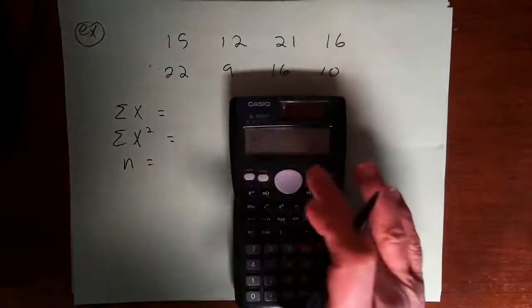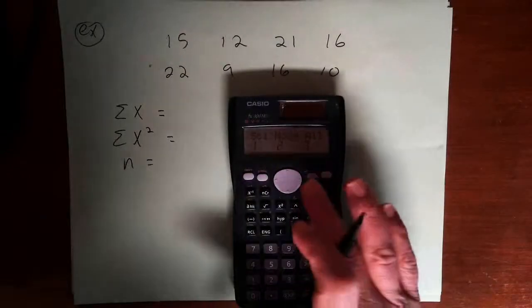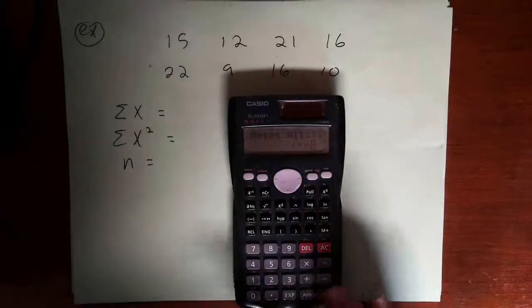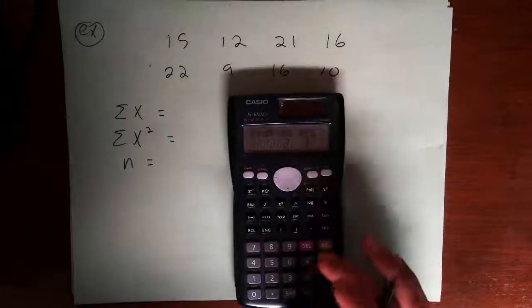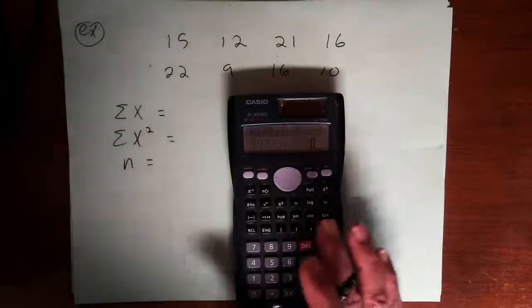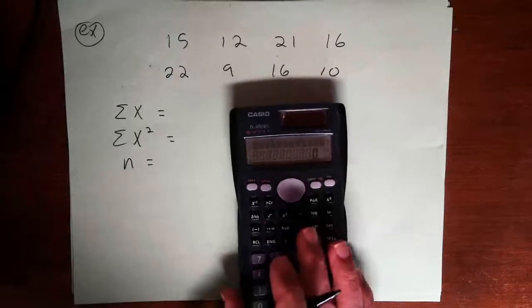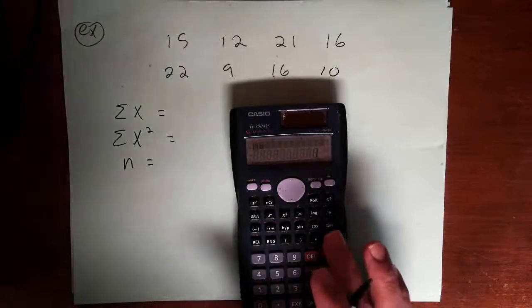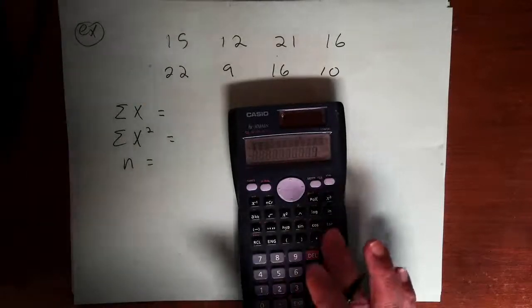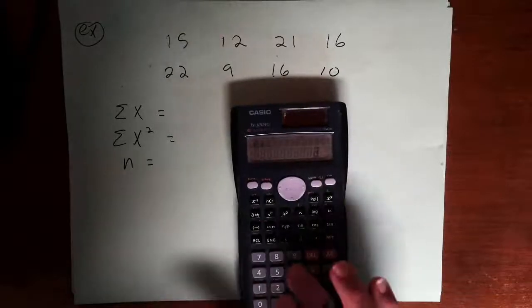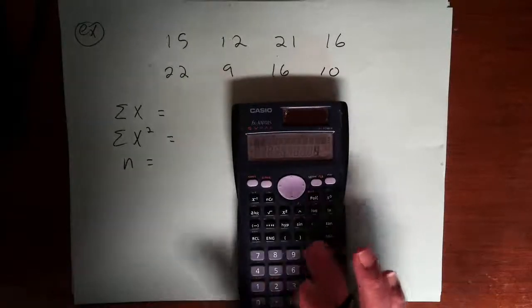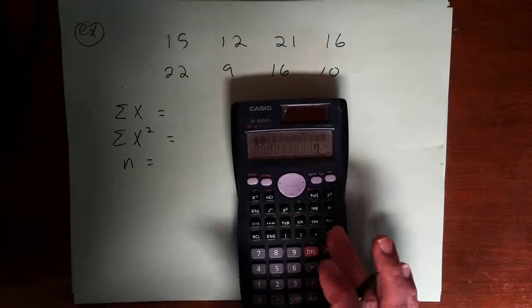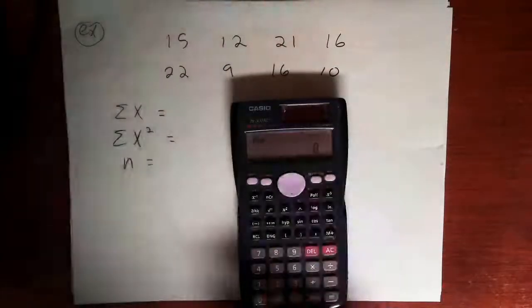So for this one, I'm going to hit clear. I'm going to hit shift mode and then clear all, hit 3, reset all, and that resets everything. Now I'm going to hit mode and hit 2, and now I'm in the statistical data mode. And what I'm going to do is put in these values. So 15, and then hit M plus, and I have n equals 1, 12, 21, 16, 22, 9, 16, and 10. And so I got 8 values in there.